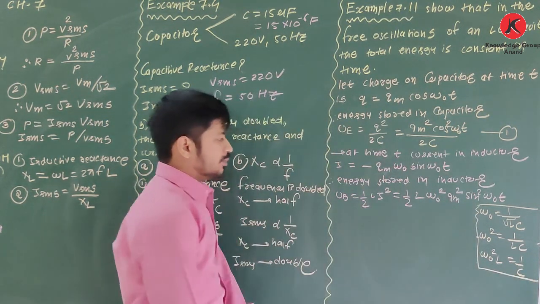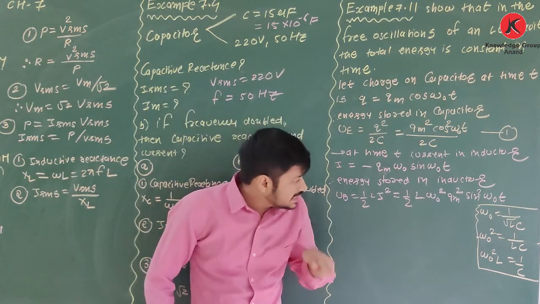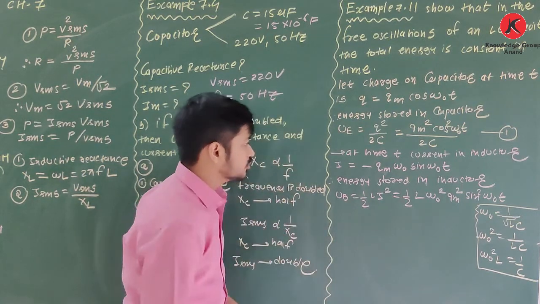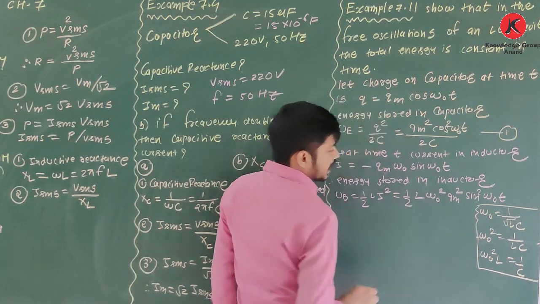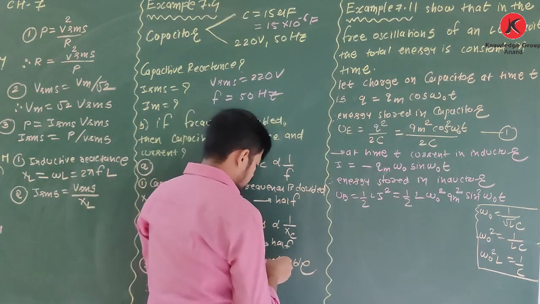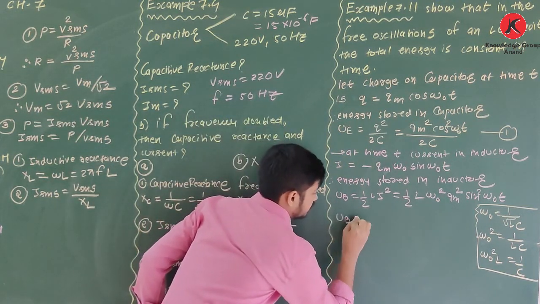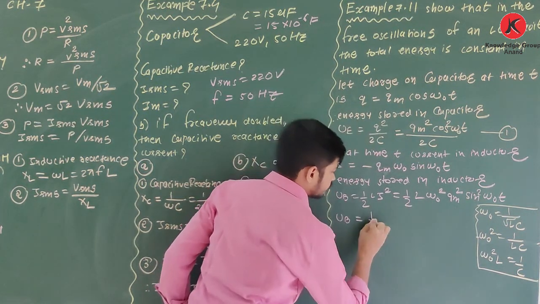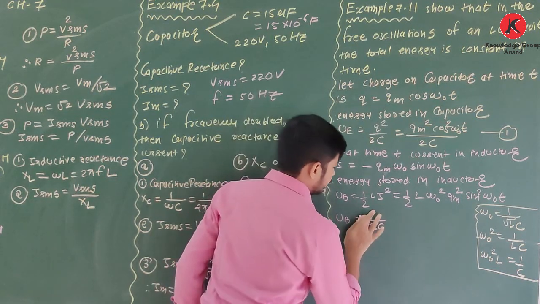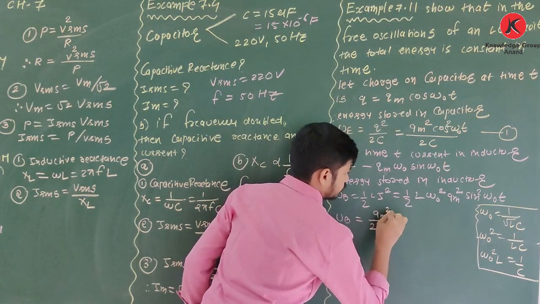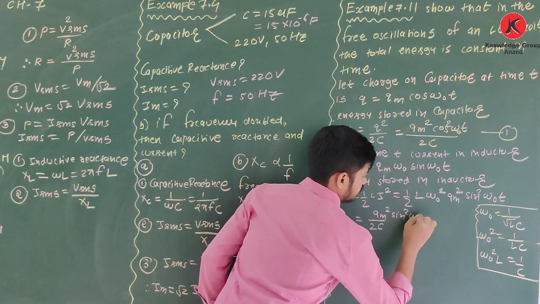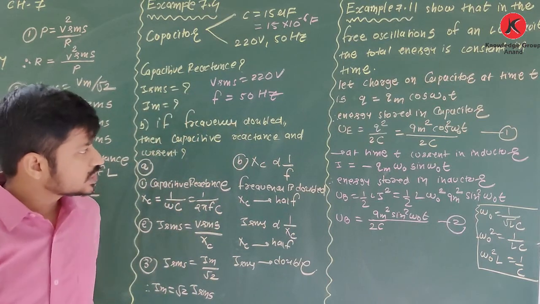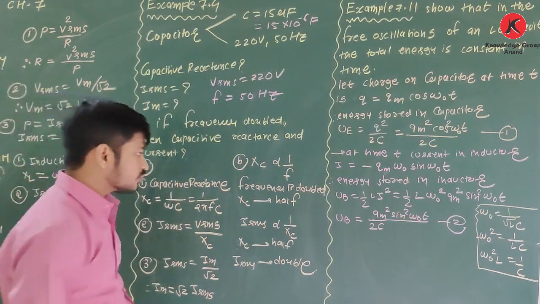Omega 0 is equal to 1 upon under root LC, so omega 0 square is equal to 1 upon LC, so omega 0 square L is equal to 1 upon C. So here, this L omega 0 square I will replace by 1 upon C. So what is UB? UB is equal to half, L omega 0 square is replaced by 1 upon C, and in numerator it is Qm square sin square omega 0 t. Simple? It is equation number 2. Any doubt? So now what is total energy?